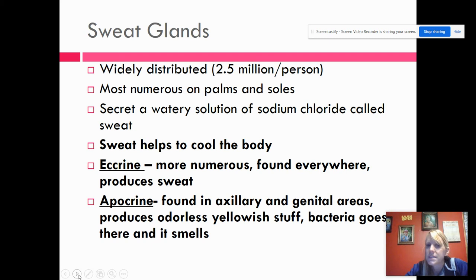They produce an odorless, yellowish substance, and then the bacteria goes there and eats it all up, and then the bacteria smells. If you've ever seen shirts that are all dirty and dingy and have yellow stains in the armpits, that's because it produces that yellowish stuff. On a white shirt, a yellow stain is what's produced by your apocrine glands. That's really important. Sweat helps cool the body down: your whole body sweats, and the sweat evaporates into the air and pulls heat with it.